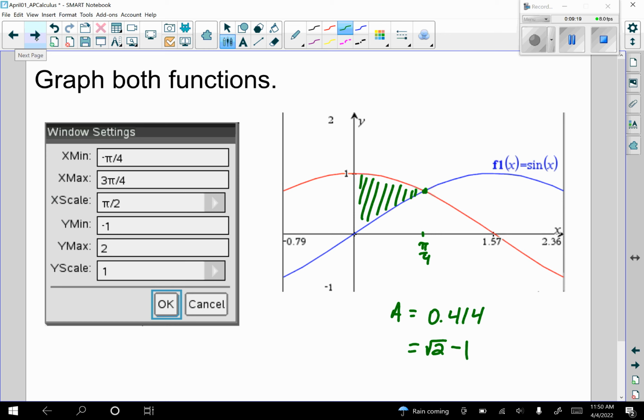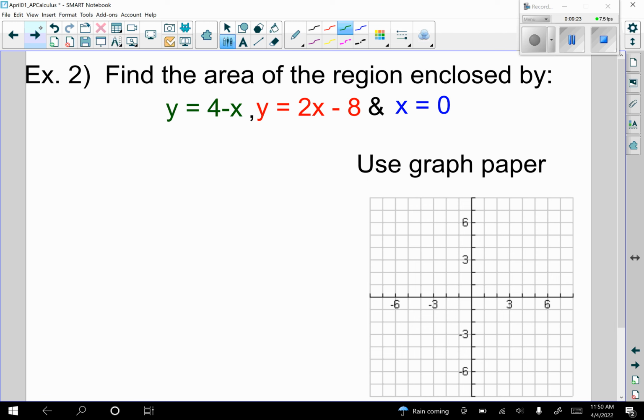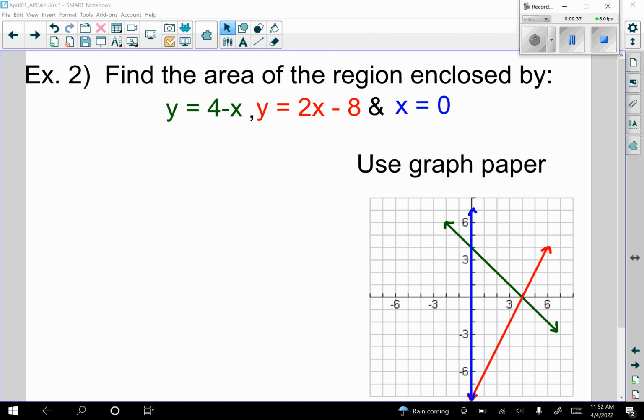All right, let's try a couple more. Here we're going to find the area of the region enclosed by these 3 lines. So pause the video to graph these 3 lines. What's nice about this problem is we need to know the points of intersection. We can clearly see where the 3 lines intersect. And then this is the shaded region we're looking at.